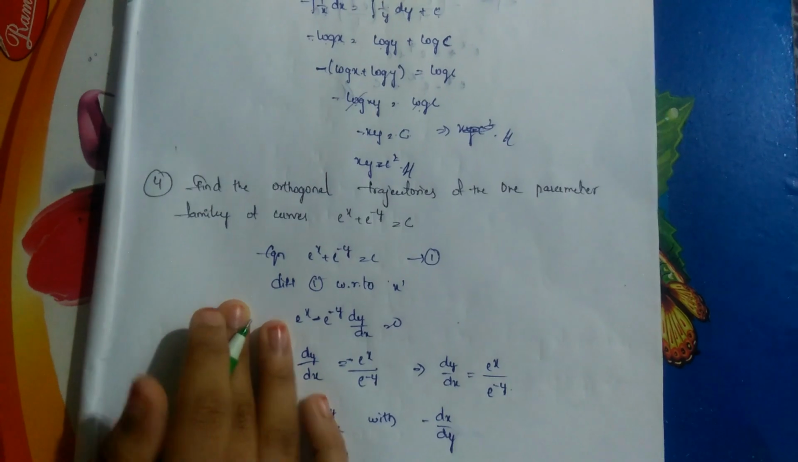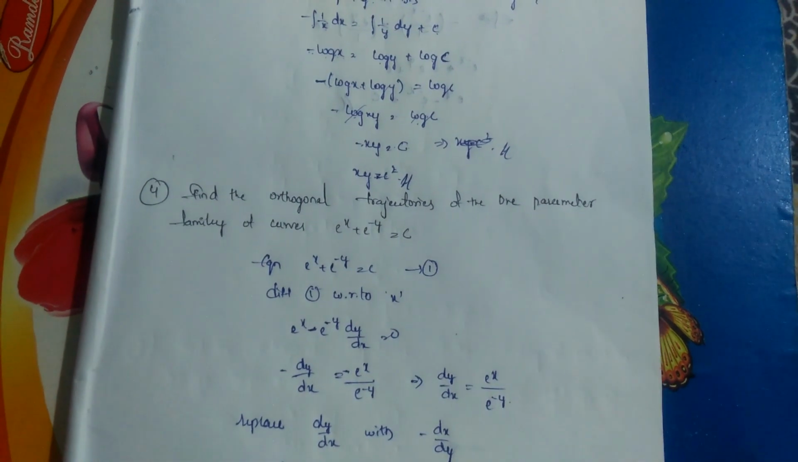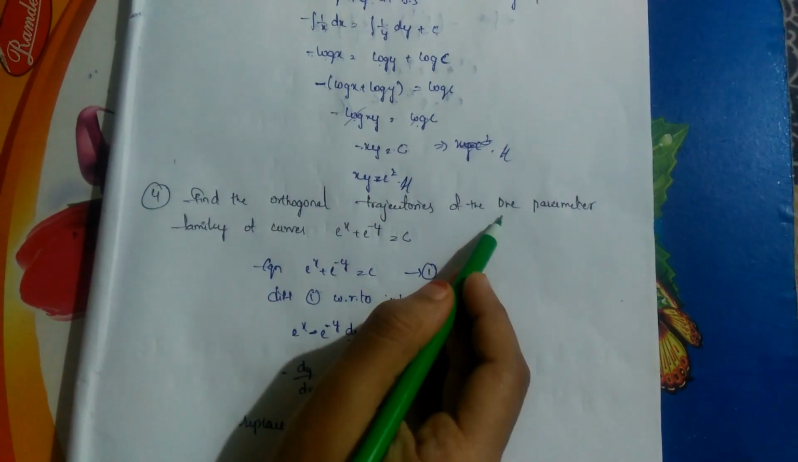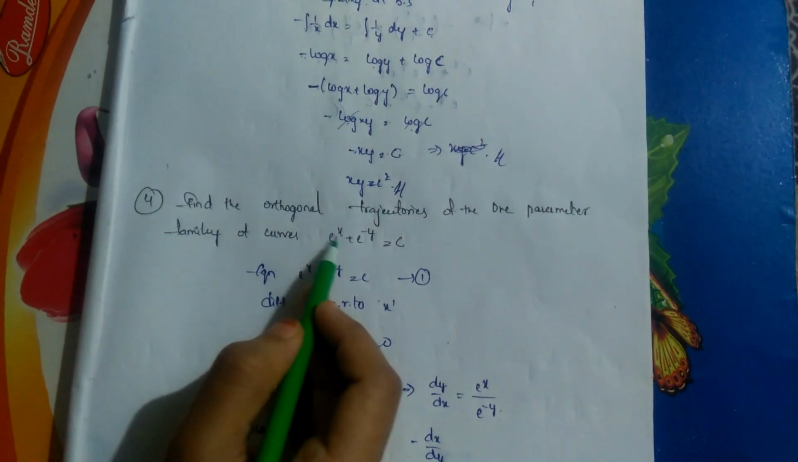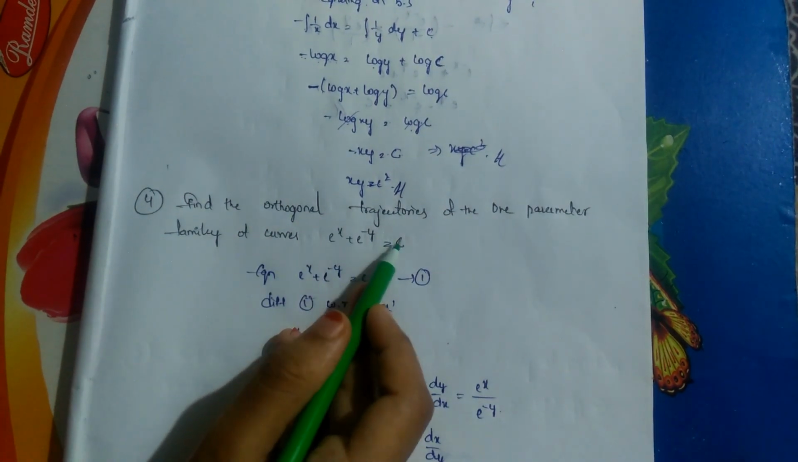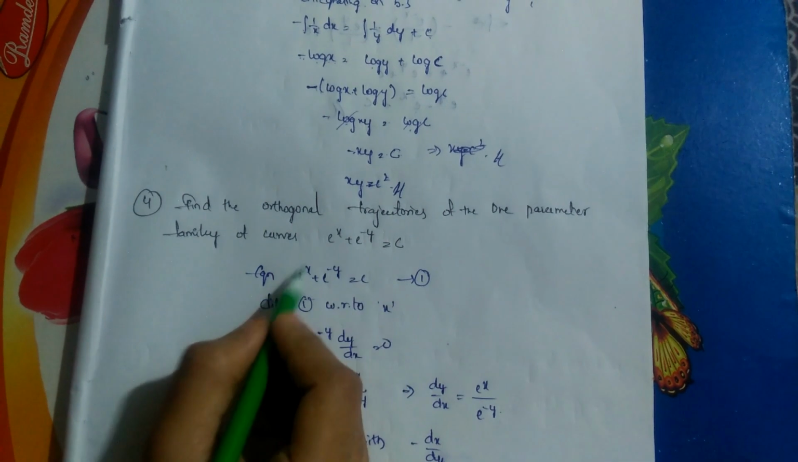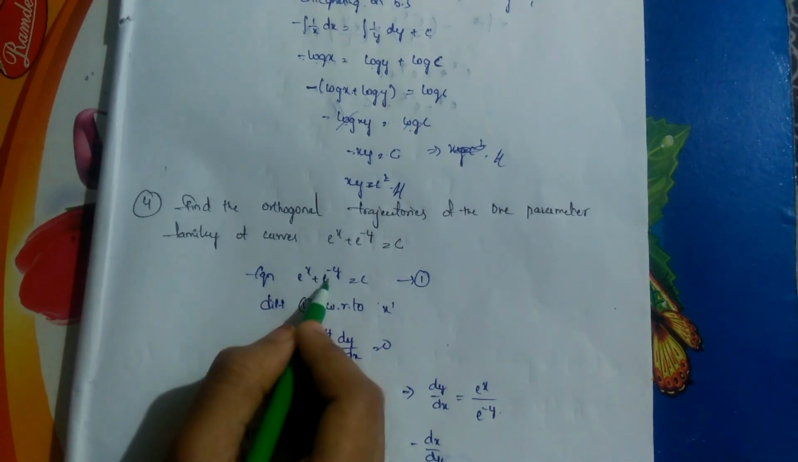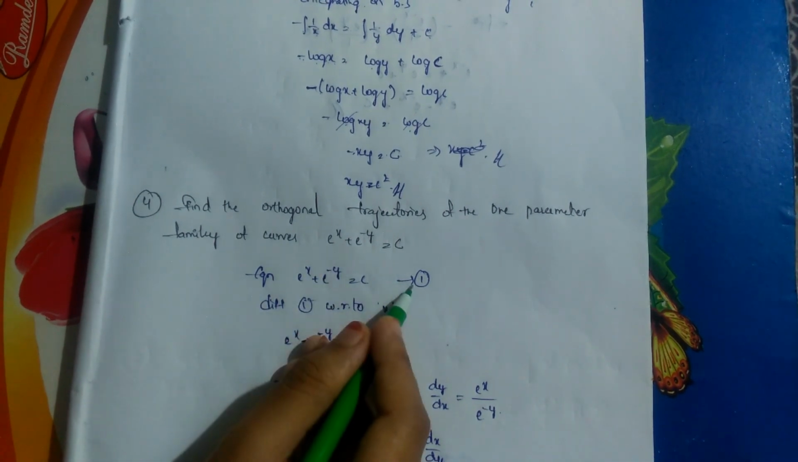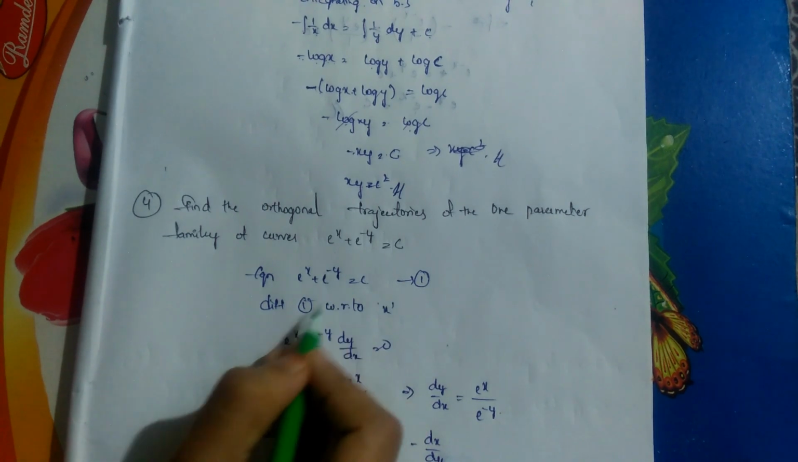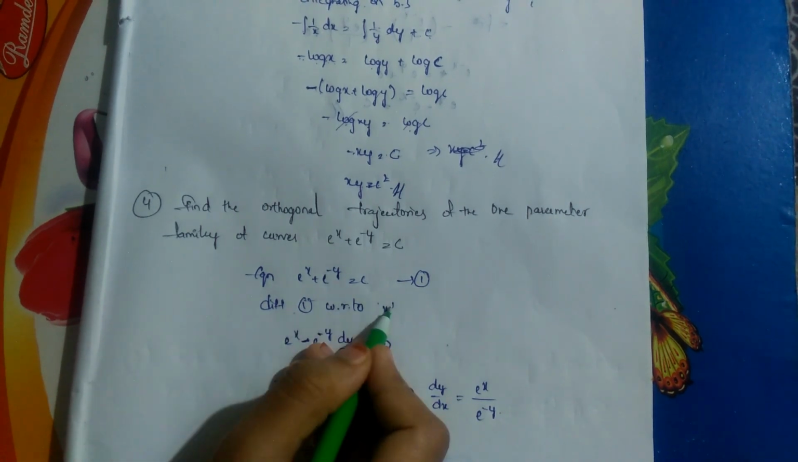Now let's see the last problem on this topic. Find the orthogonal trajectories of the one parameter family of curves e power x plus e power minus y is equal to c. So the equation e power x plus e power minus y is equal to c be equation number 1. Now differentiate this equation number 1 with respect to x.